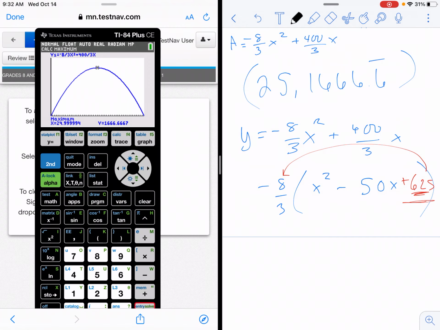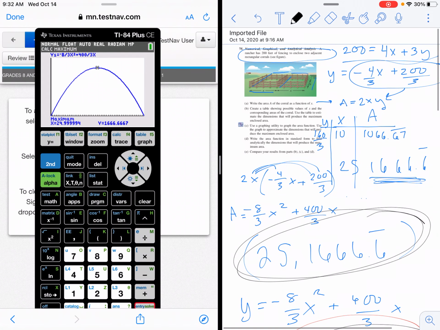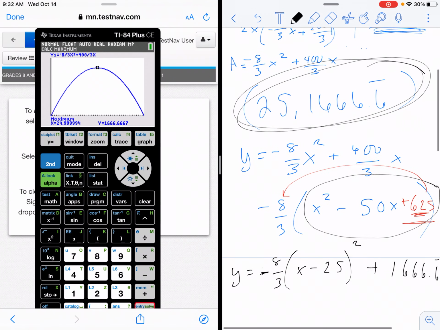1,666. And so if I rewrite this, I get y equals negative 8/3 times, remember I'm going to factor this, so this is x minus 25 squared, and then if I'm subtracting a negative, I'm really adding 1,666.6 repeating. And you can easily tell from this vertex form that the vertex is what we got for our answer. Let me just make sure I answered it. Yep. All right. Hopefully that helped.